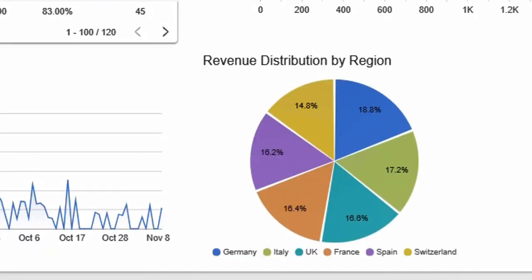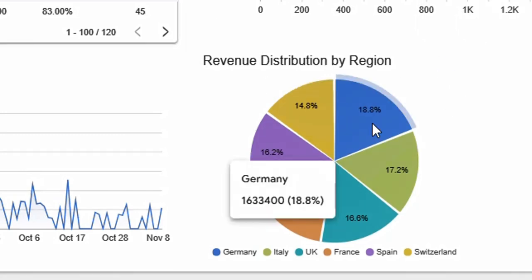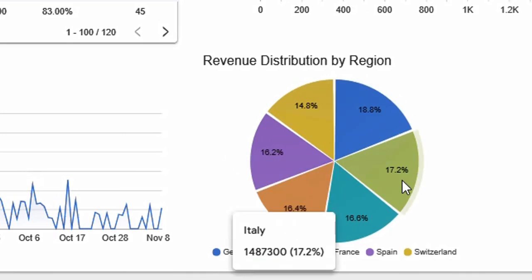Now, in terms of revenue distribution by region, we have at least six regions: Germany, France, Spain, Italy, UK, and Switzerland. Germany holds an 18.8% lead. It's followed by Italy, in terms of revenue, with 17.2% or 1,487,300. This points to an effective multinational sales strategy.